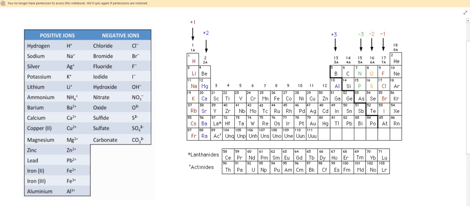We've got some positive ions written here, and you can see hydrogen, sodium, silver, potassium, etc. And you can see that they all have a positive charge. Some have +1, some have +2, and there's even some with +3 and +4, etc. We've also got a title in the column here. In the table, we've got some negative ions as well. And there's Cl minus, Br minus, F minus. So these guys are ions.